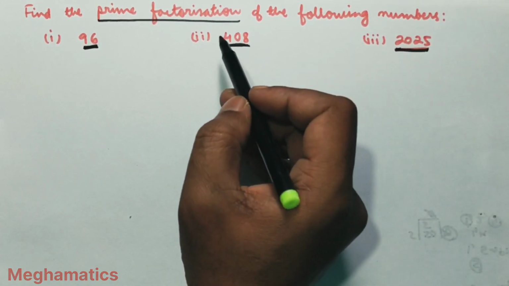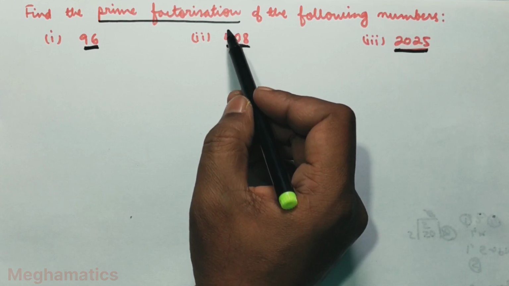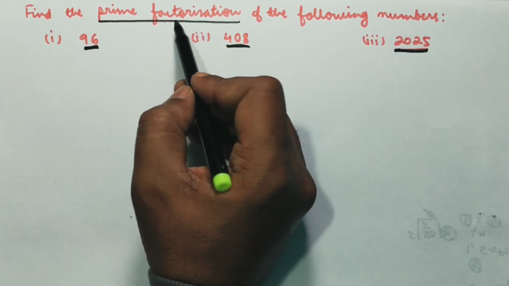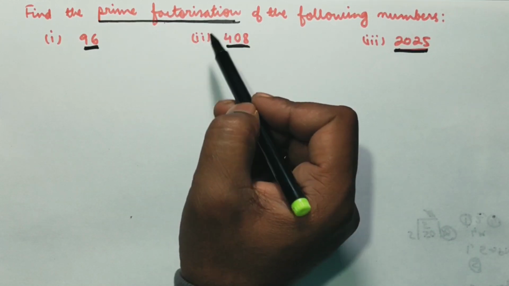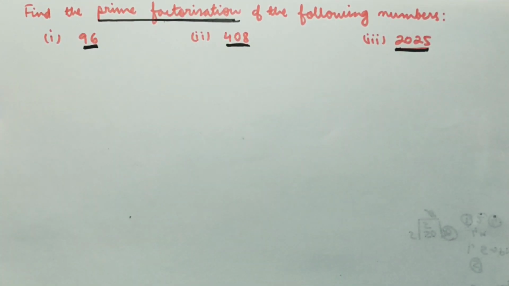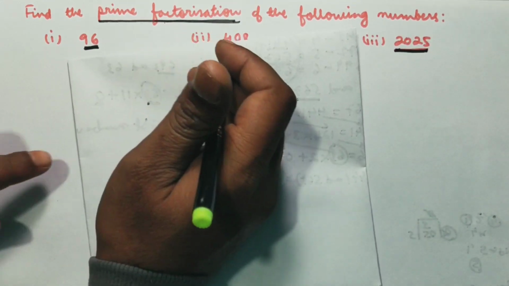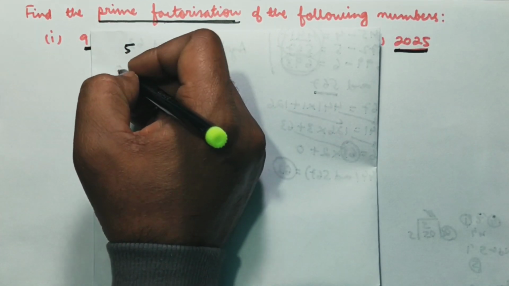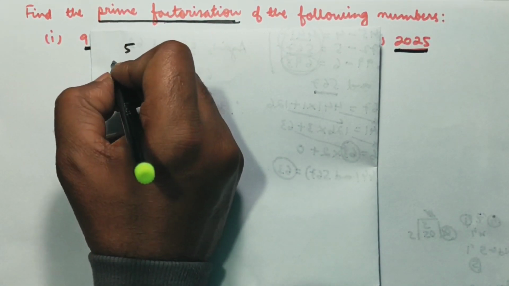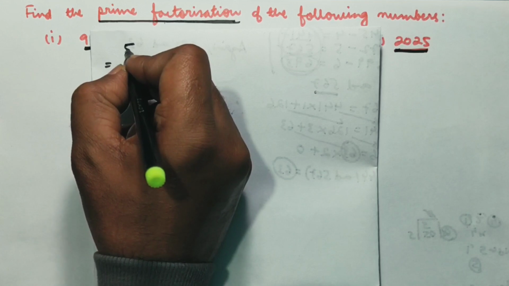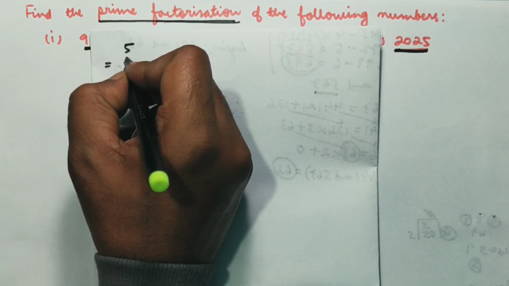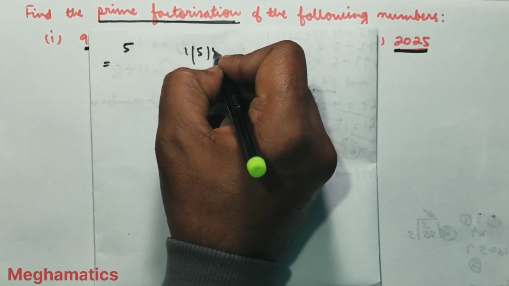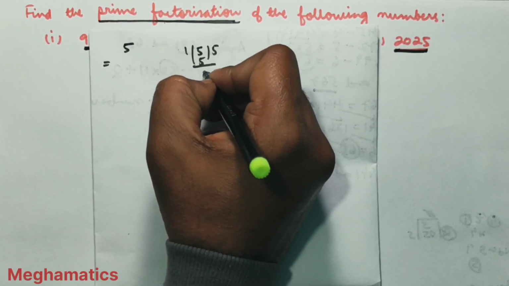Now, before finding the prime factorization, we'll have to learn what factorization actually is. If we talk about factorization, we must know the factor properly. Suppose we have a number, 5. If we find the factors of 5, that means by which number we can divide 5 and get a remainder of 0. Like if we divide 5 by 1, we get 5 times, the remainder is 0.